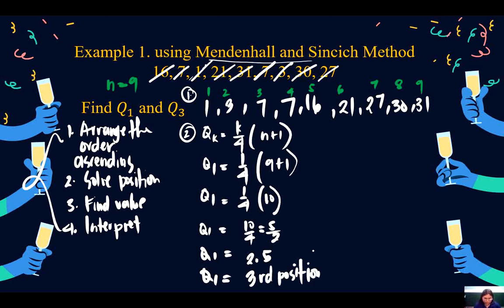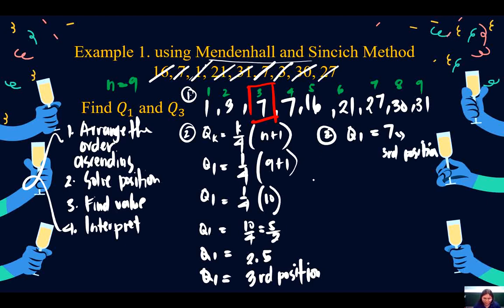Okay po. So, step 3. We are going to find the value. What is the third position in the step 1? Our third position is this. Okay? So, meaning, Q sub 1 is equal to 7. Okay? So, this is the third position.